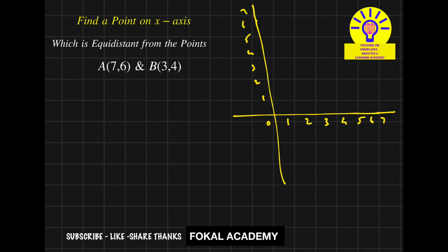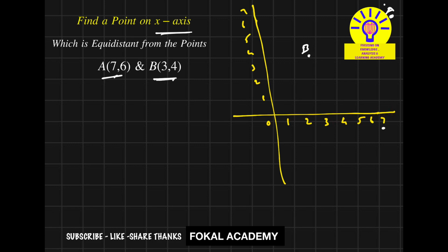So here 2 points are given. One is A, it is (7, 6). So here this is a point. Another is B, (3, 4). So for the B point and A point, here one point is there on the x-axis. We don't know where it is. So it is somewhere on the x-axis.